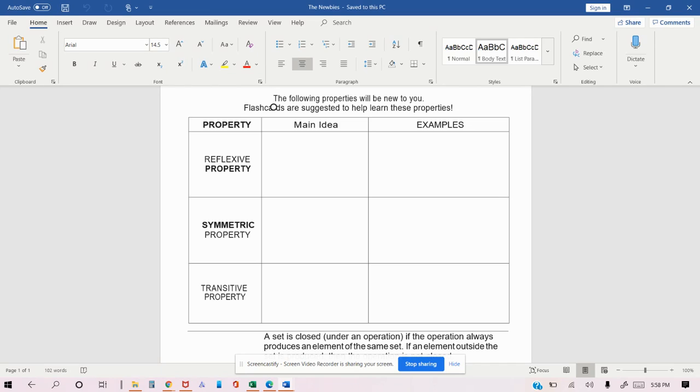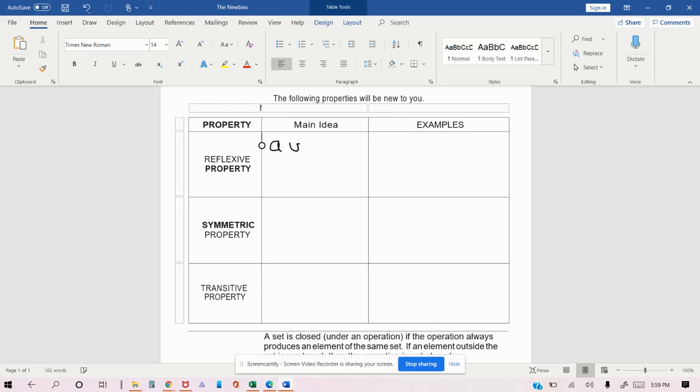So the idea of the reflexive property is that a value always equals itself. Let's think of an example of this. So 16 equals 16. 7x equals 7x. 4y squared equals 4y squared. Okay, so all of those things.